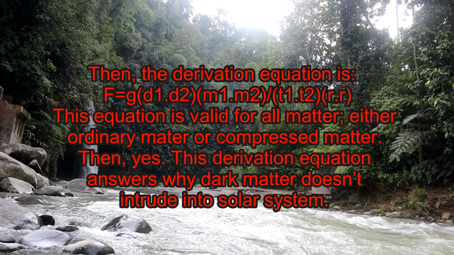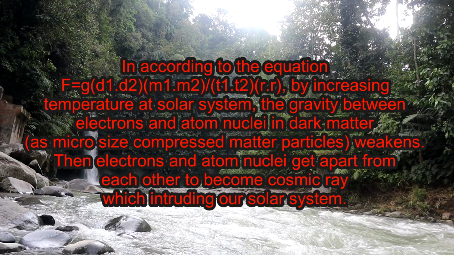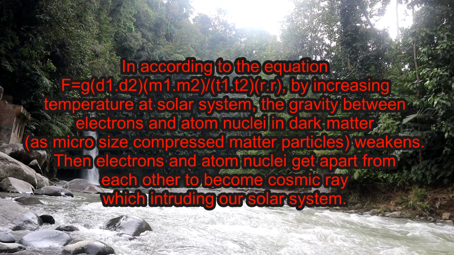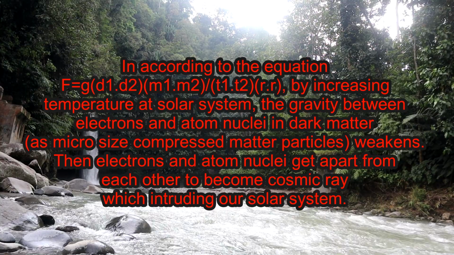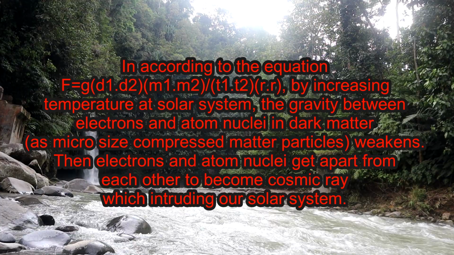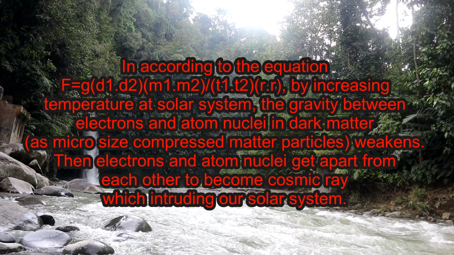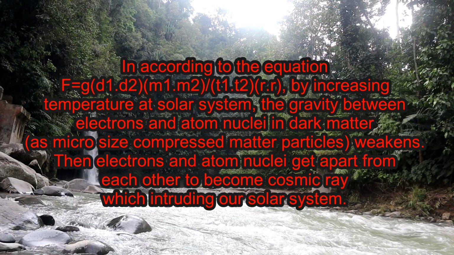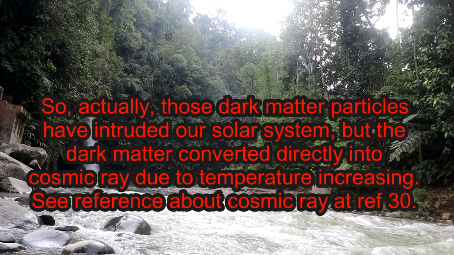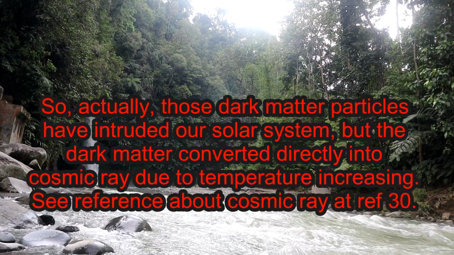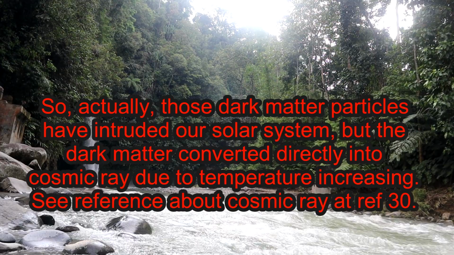Then yes, this derivation equation answers why dark matter doesn't intrude into solar system. According to the equation, F equal G times D1 times D2 times M1 times M2 divided T1 times T2 times R squared. By increasing temperature at solar system, the gravity between electrons and atom nuclei in dark matter as micro-sized compressed matter particles weakens. Then electrons and atom nuclei get apart from each other to become cosmic ray which intruding our solar system. So actually, those dark matter particles have intruded our solar system, but the dark matter converted directly into cosmic ray due to temperature increasing.